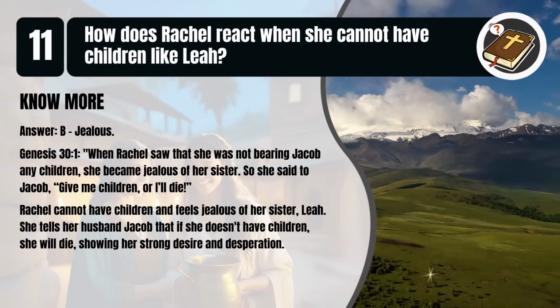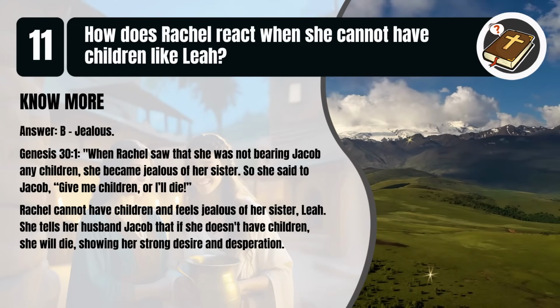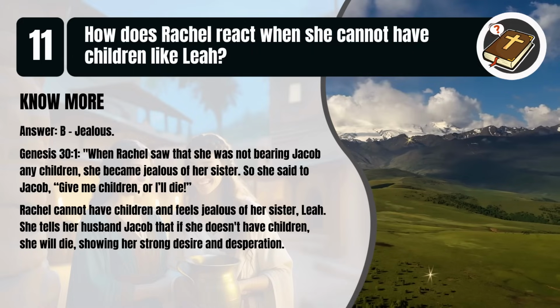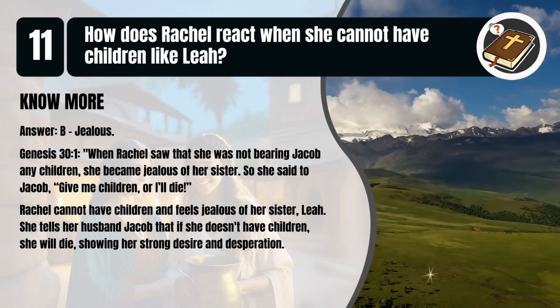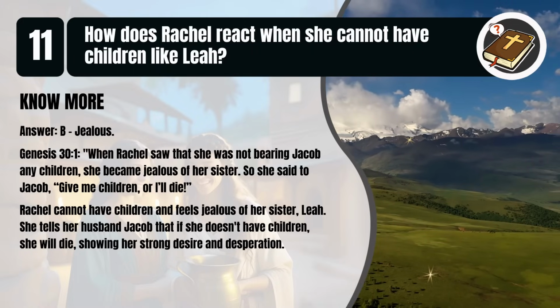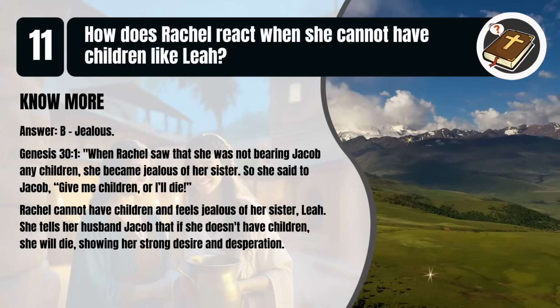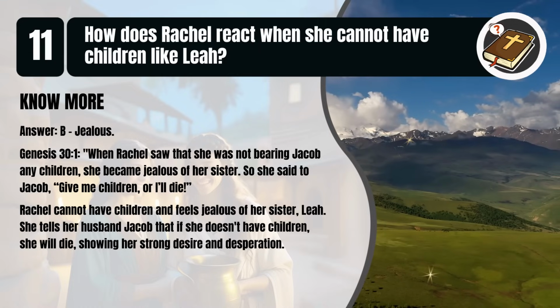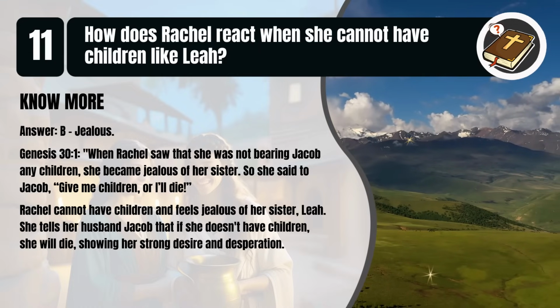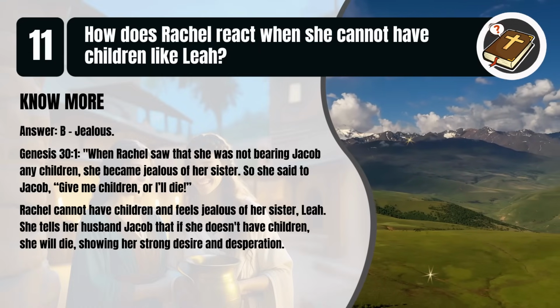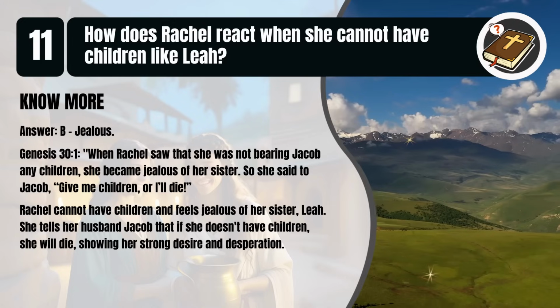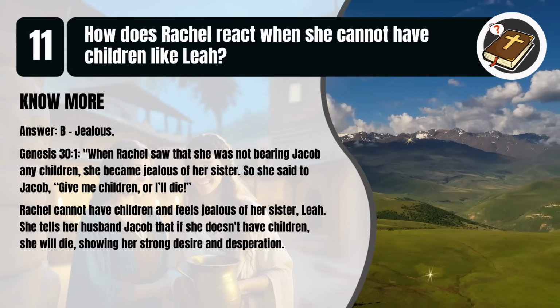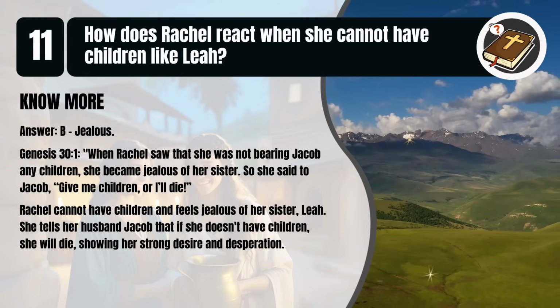That's B. Jealous. Genesis chapter 30, verse 1. When Rachel saw that she was not bearing Jacob any children, she became jealous of her sister. So she said to Jacob, "Give me children or I'll die." Rachel cannot have children and feels jealous of her sister Leah. She tells her husband Jacob that if she doesn't have children, she will die, showing her strong desire and desperation.